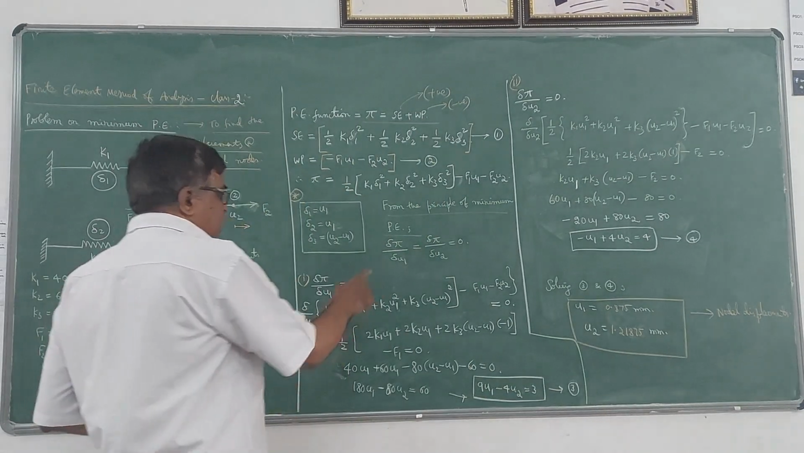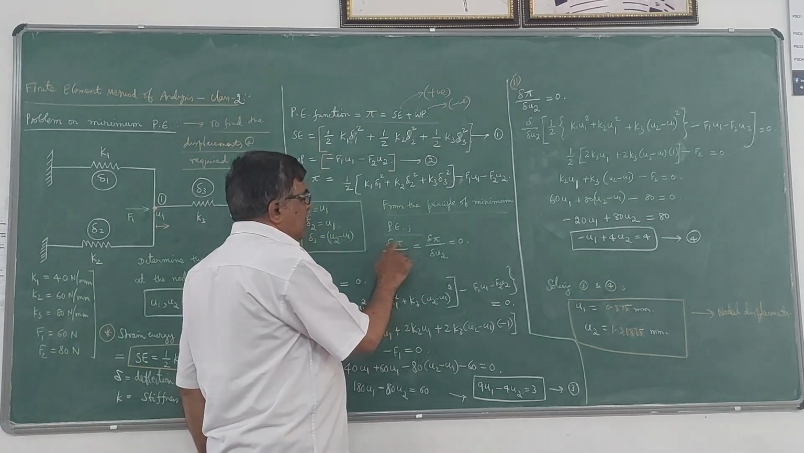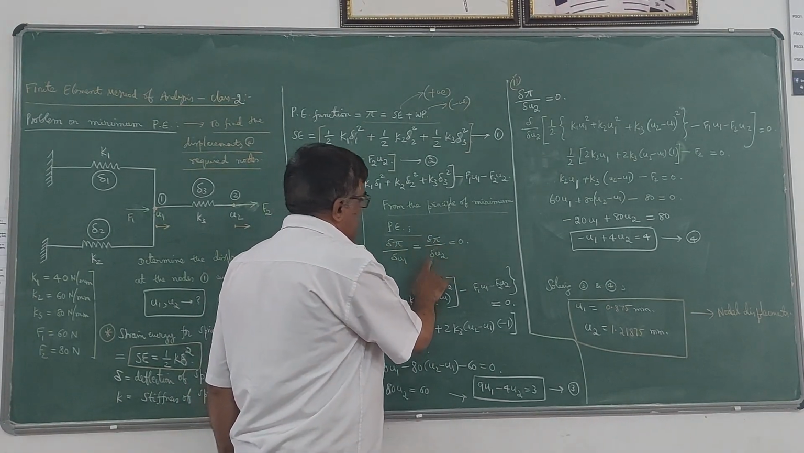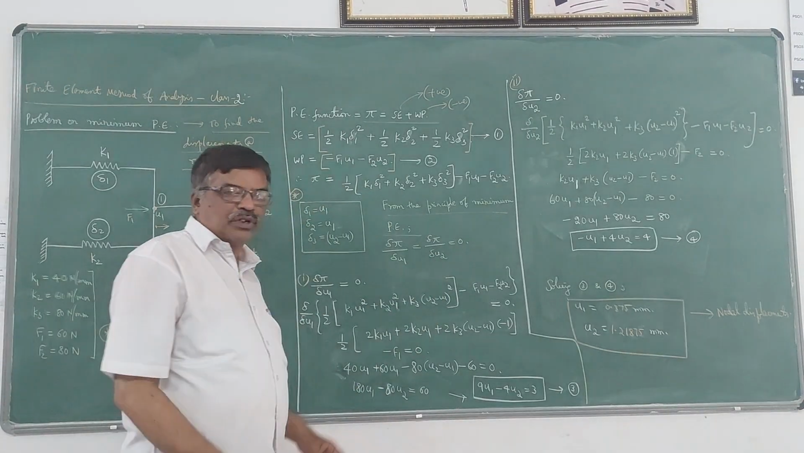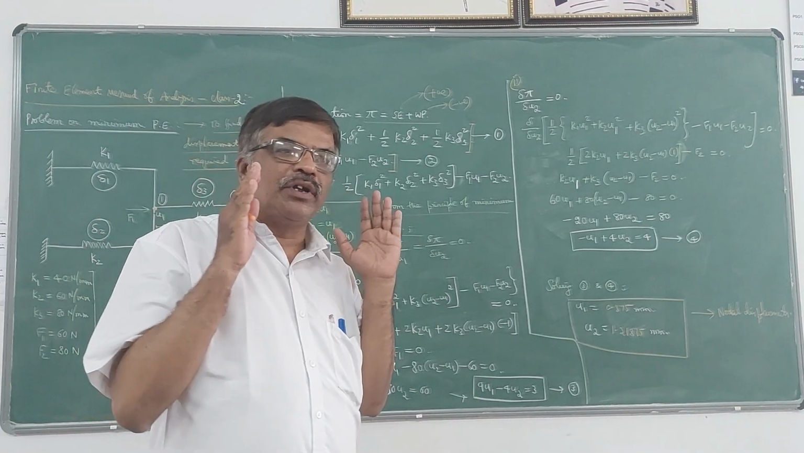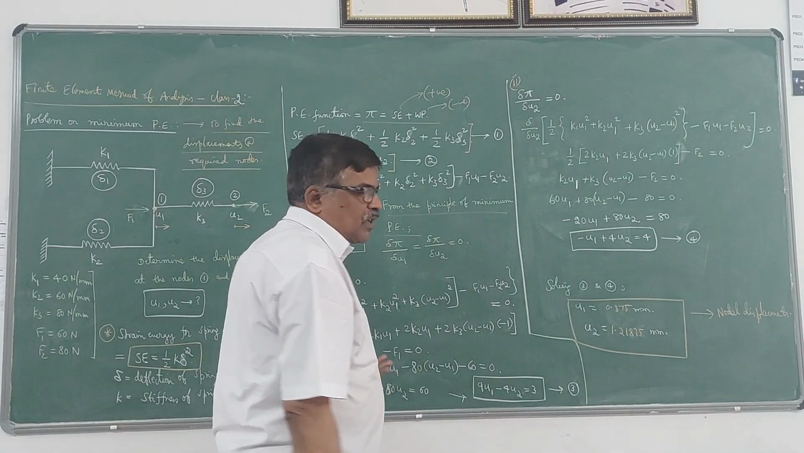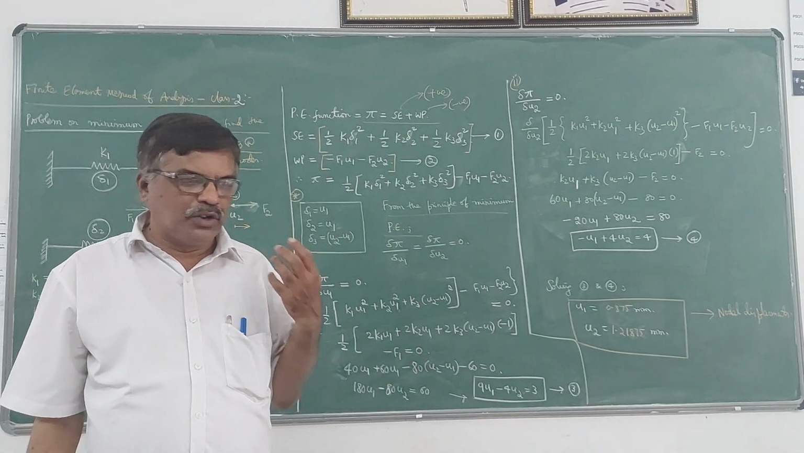Now there are two conditions here. Del pi by del u1 is equal to 0, and del pi by del u2 is equal to 0. Using those two conditions, we can get two equations in terms of u1 and u2, and then we can solve these simultaneous equations to get the values of u1 and u2.